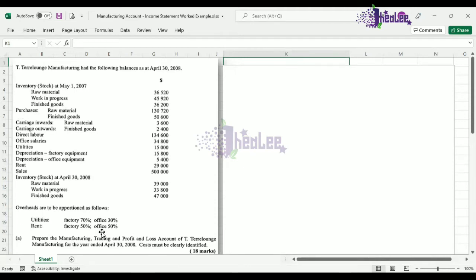Your additional information: overheads are to be apportioned as follows. Utilities, factory to get 70%. So the 70% of utilities would go to the factory overhead, while the office would be administration. Administration expense relating to utilities is 30% of the utilities cost, that is 30% of that 15,000. Rent is to be apportioned as well. 50% goes to the factory, so that would be factory overhead, and the other 50% would go to the administration expense because it indicates that is office.